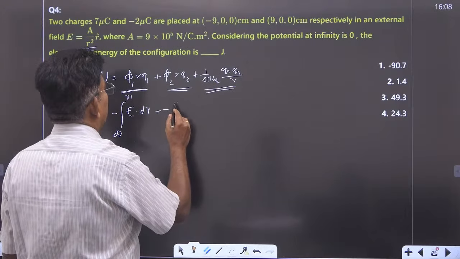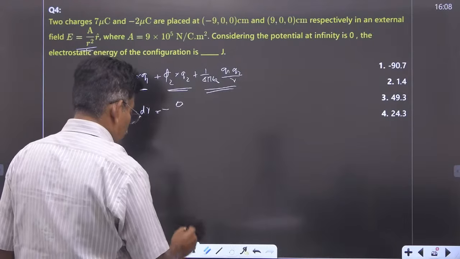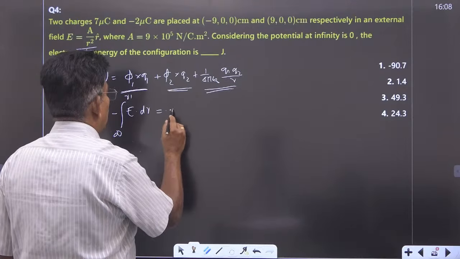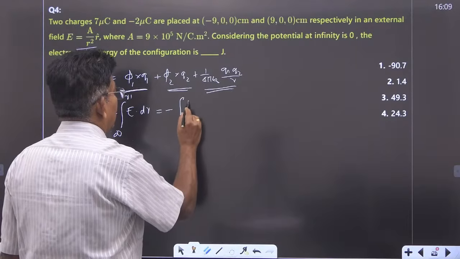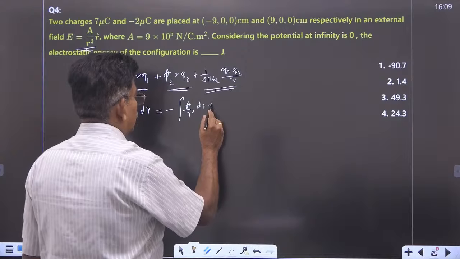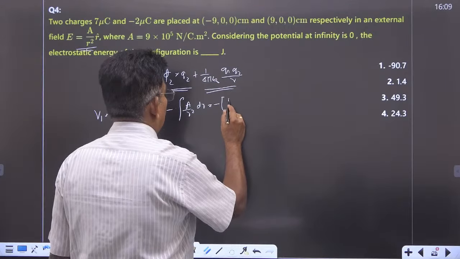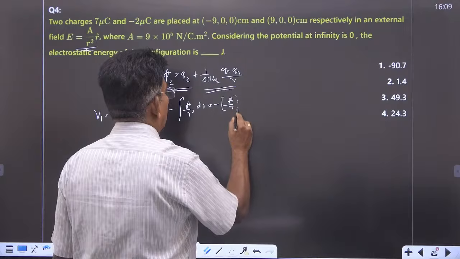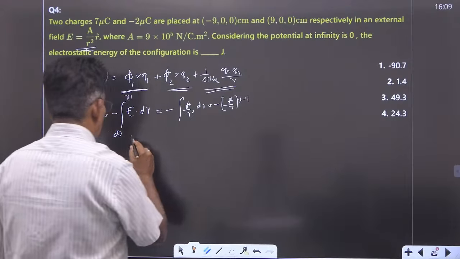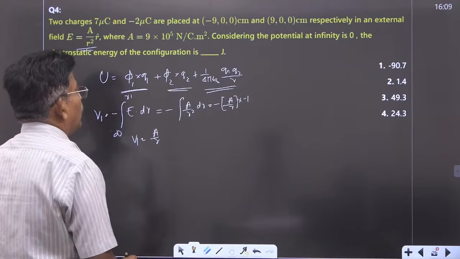Minus integrating, we will be getting what? The value of E is what? I will do the integration. It is coming to be minus integral A by R squared dr. That comes to be minus into A by R into minus 1, since our power is minus 1. So the potential will be A by R.